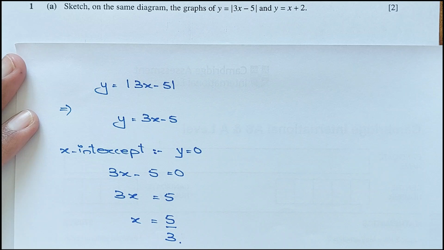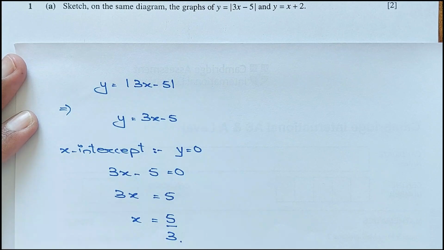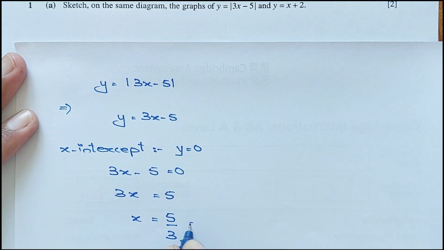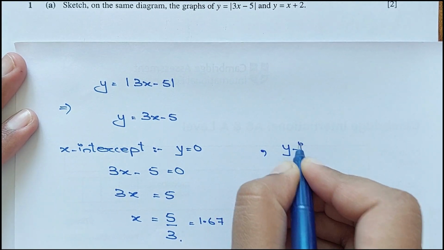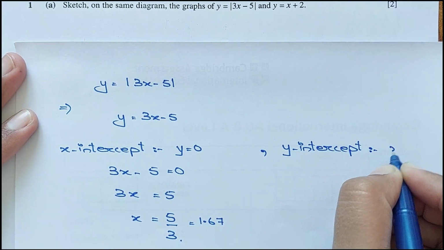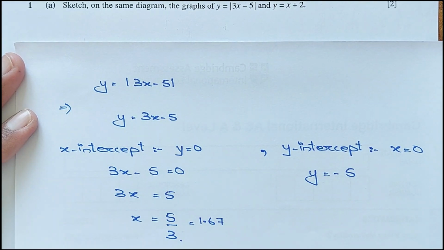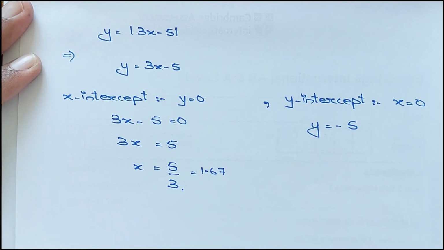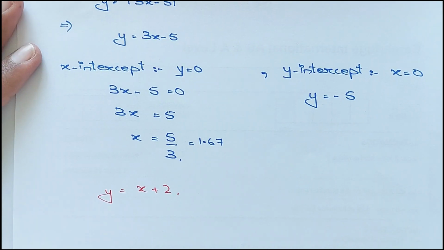And what is 5 by 3? Let me check in decimals. This is 1.67. Now let me find the y-intercept. You have to put x equals 0. So y would be equal to negative 5 when x equals 0. Now for the second function, y equals x plus 2.